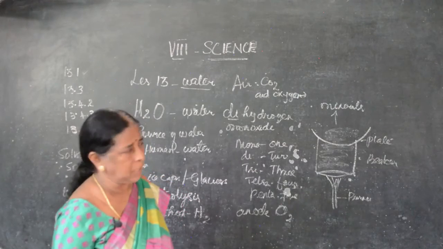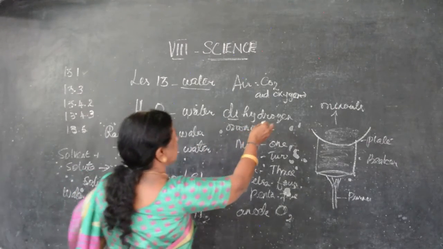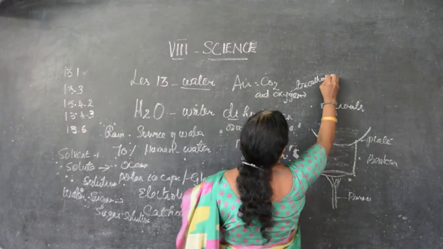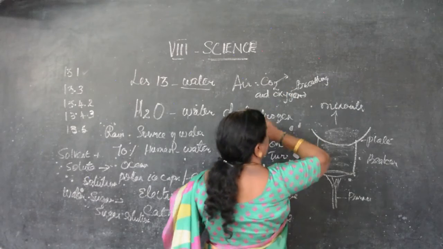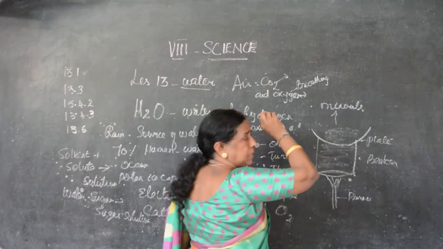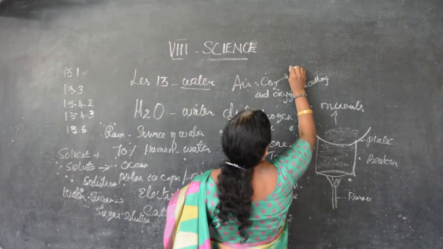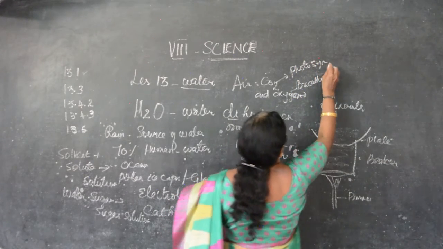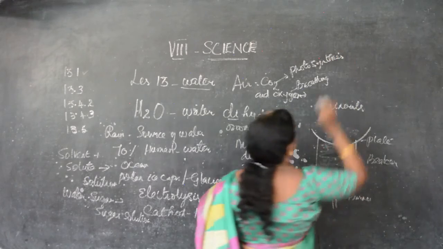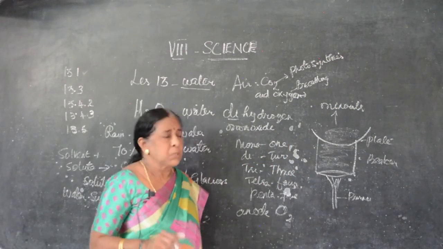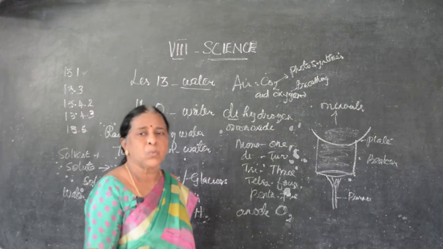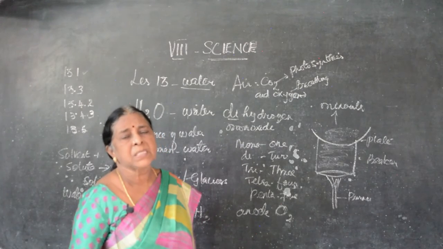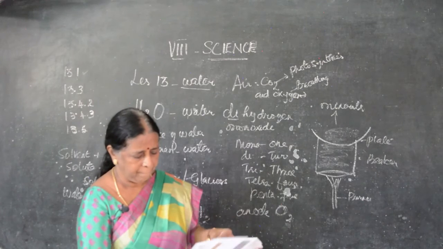So what are the uses of this oxygen and carbon dioxide? Oxygen is for breathing for all, both plants and animals and human beings. Carbon dioxide is useful for the plants for photosynthesis. What is photosynthesis? In the presence of sunlight, plants use their chlorophyll and, using carbon dioxide from the atmosphere, make their own food. The preparation of starch is known as what? Photosynthesis. This is possible because air is dissolved in water. Clear?